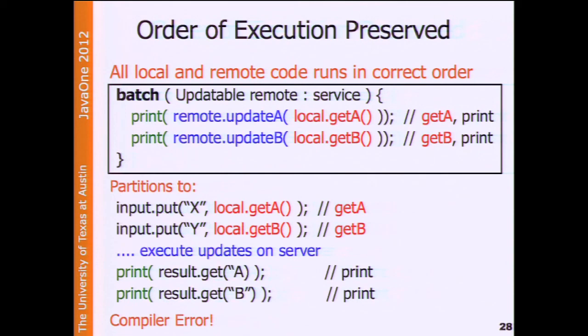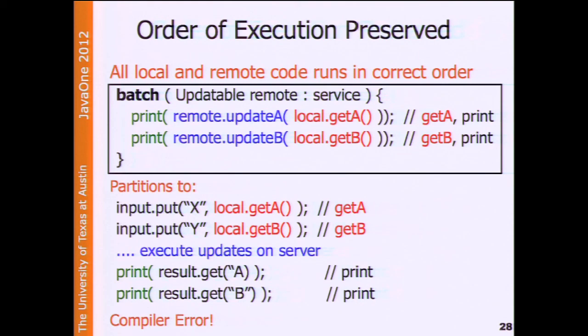What's going on is that there's remote and local code that's interleaved in the batch block. What happens is the compiler partitions them into the remote part and the local part. It runs the remote part first, then it runs the local part. So the logical order of execution of the remote parts relative to the local parts is actually changing. They're being reordered. It's like an optimizing compiler.